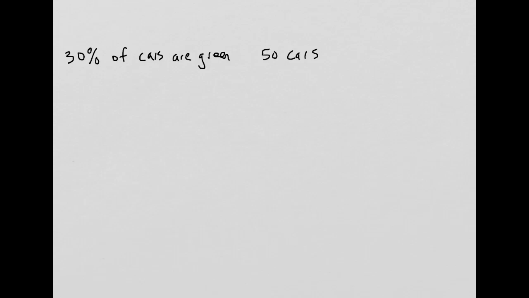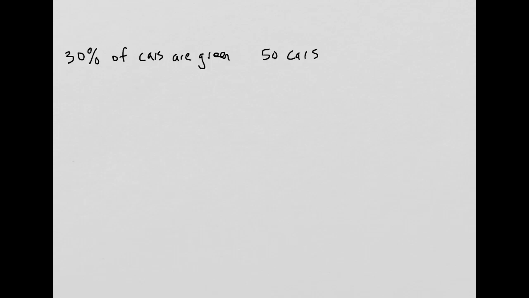So suppose I walked out to the parking lot and found that 30% of the cars are green. Suppose also that I counted and I found that there were 50 cars. Notice the percentage doesn't really tell me how many of those 50 cars are green, but what if I wanted to figure that out? How would I do it?